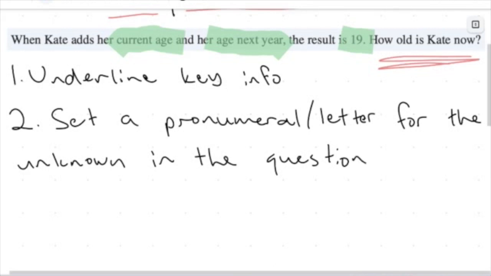So what do I mean by that? Well, I want to find Kate's age now, her current age. So I'm going to say, let A be, let's do an A for age, so let A be Kate's current age. When I set up my equation, I want to use an unknown number because I want to try to solve this equation. So I'm going to take these bits of information and assign a letter to them.